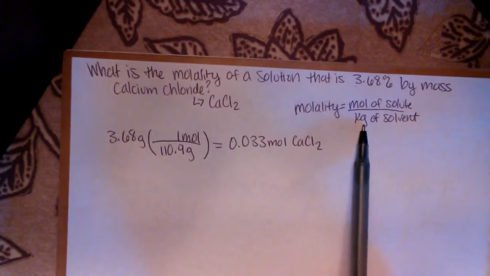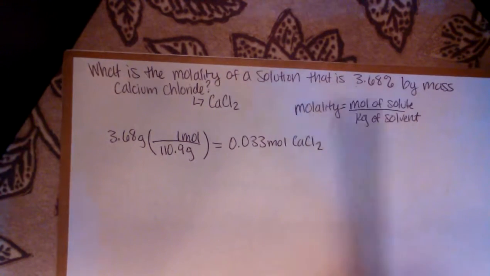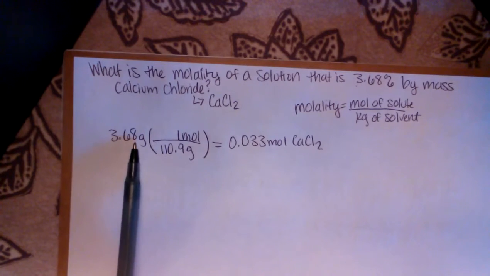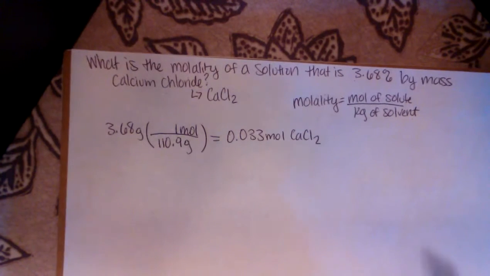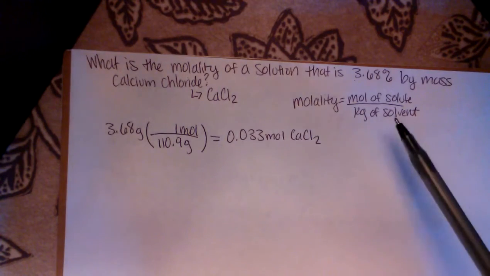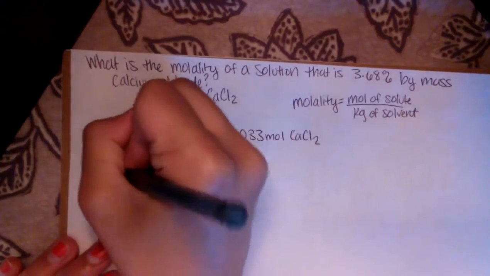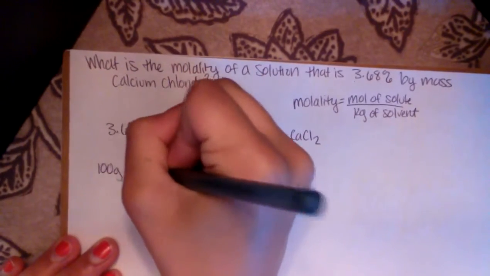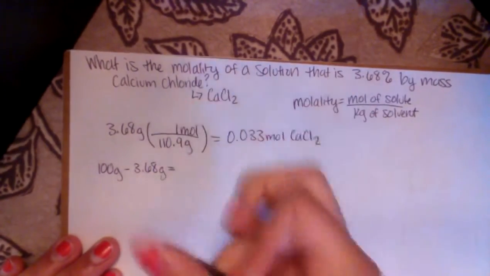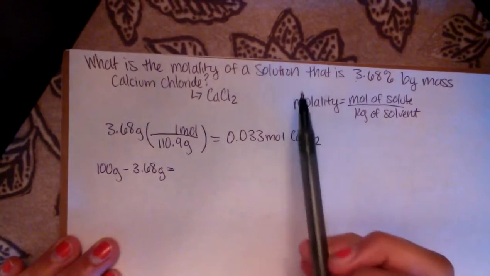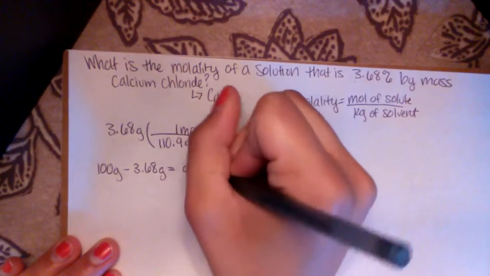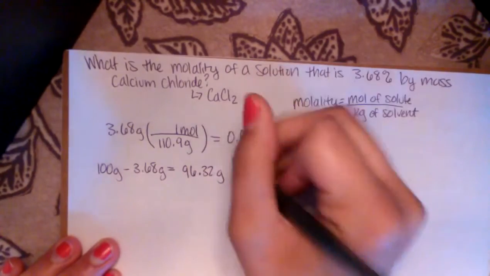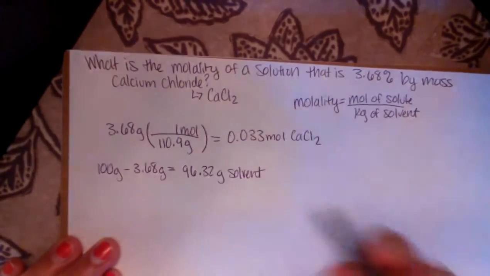So now we need to figure out the kilograms of solvent. So we've established off of the equation that there is 3.68 grams. So then how much solvent do we have? Well, if we're going to assume that we have 3.68 grams, we can assume then that the entire solution was 100 grams. So we can take 100 grams minus 3.68 grams to try to figure out how much solvent was in the entire solution. So when we minus these values, you're then going to get 96.32 grams of whatever solvent is in here.